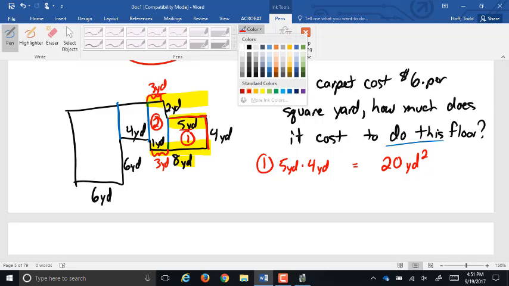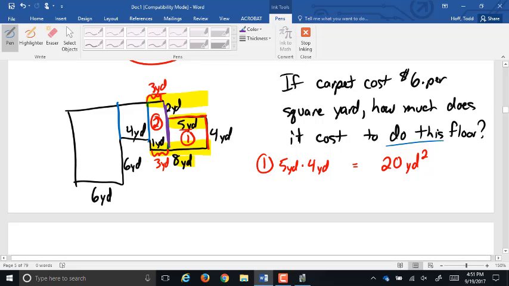Going the other way now, this piece is 2. What's this piece here? This one right here. That has to be 4 because if this is 4, they're opposite sides of a rectangle, this must be 4. So that's 4 plus 2. So that second rectangle is 3 yards by 4 plus 2 is 6 yards.